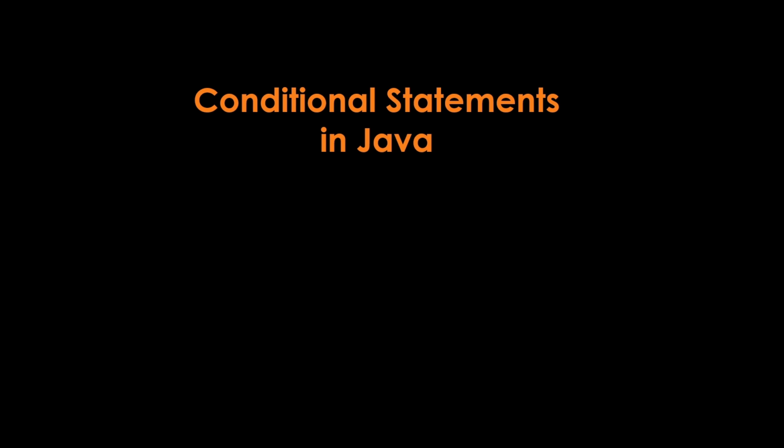In this video, we're going to learn about what are conditional statements in Java. Imagine that you are at a traffic signal. If you see a green light, you go. If you see a red light, you stop. If you see a yellow light, you slow down. This is exactly how conditional statements work in Java.